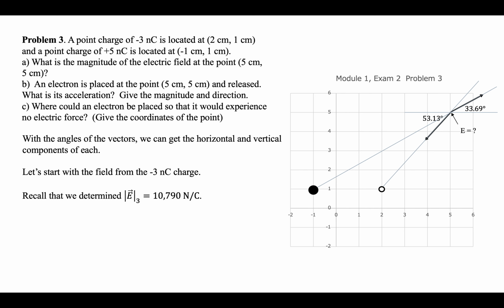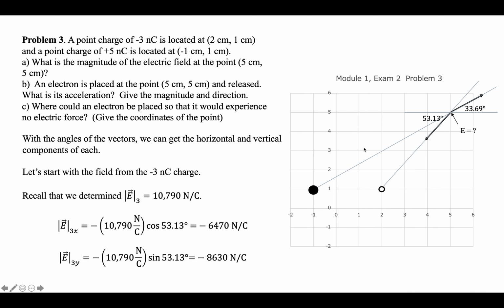Remember, it was 10,790. The x component is minus 10,790 cosine 53.13 degrees. That's this direction right here. The y component is the magnitude times sine 53.13 degrees. That's this component right here. They're both negative. That's minus 6470. That's minus 8360.